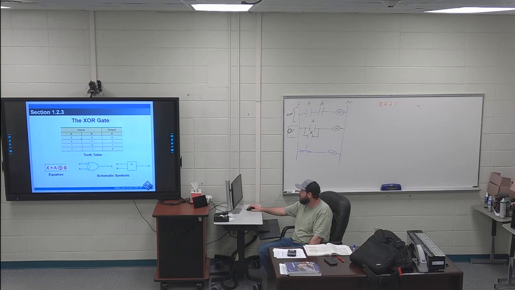So if I have neither one, it's not on. If I have one or the other, it's on. So from here, up to this point it acts just like an OR gate. But if I have both of them, it is going to be off. That is the difference between an XOR and an OR gate.